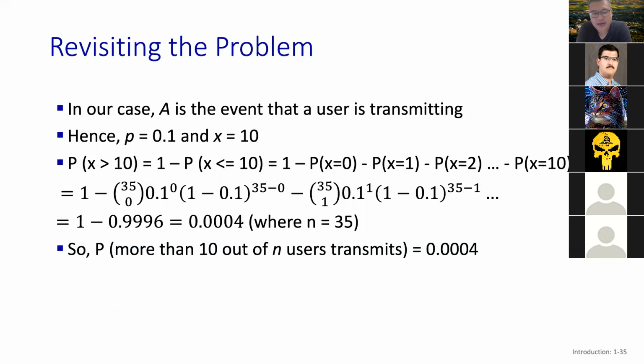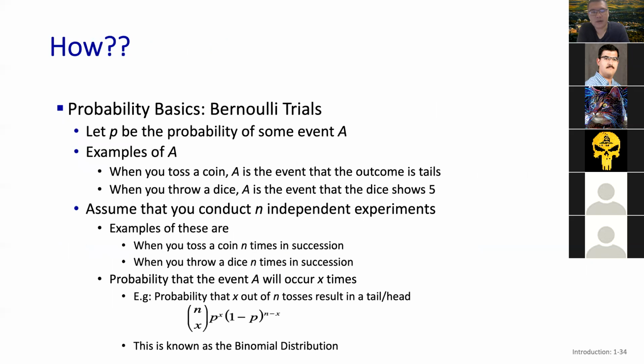And finally, we get that the probability of X larger than 10 is equal to 0.04 percent, okay, or 0.0004. So this means that the probability of more than 10 users out of 35 users transmitting data or using the network is 0.04 percent. That means we calculate a very low probability that more than 10 users would use the network.